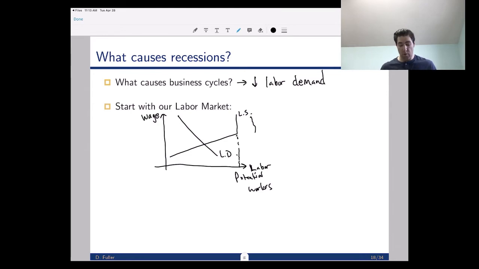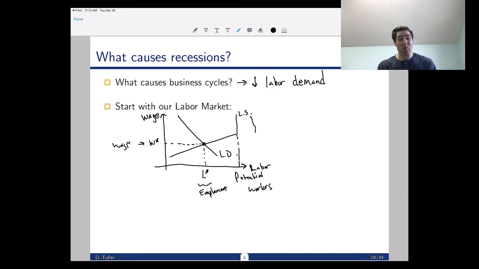Then, in labor supply, then we had labor demand that was downward sloping, and where those two things met told me equilibrium in the labor market, both in terms of employment and the wage.